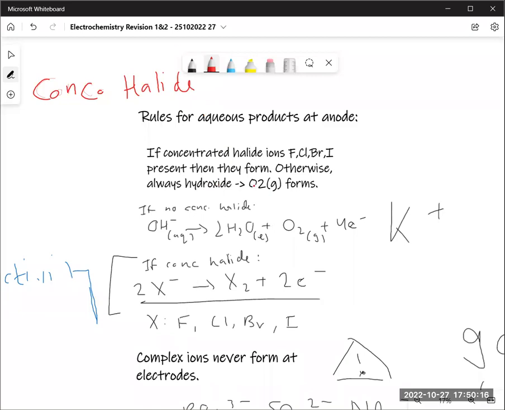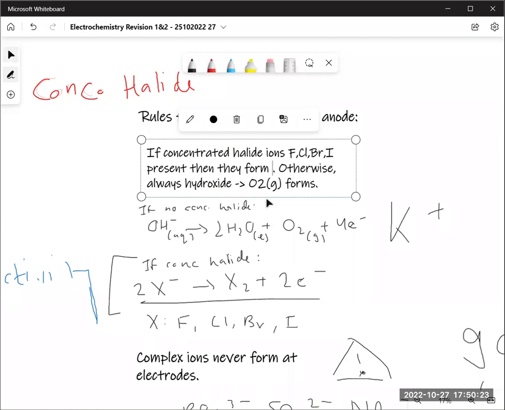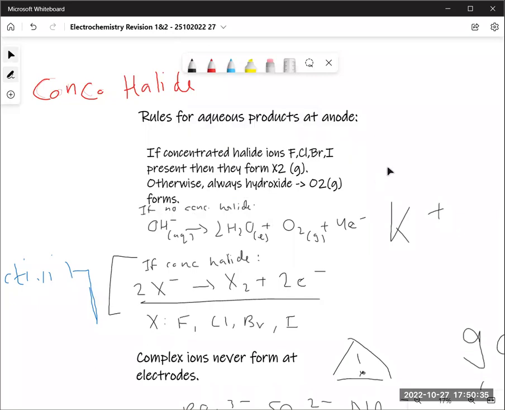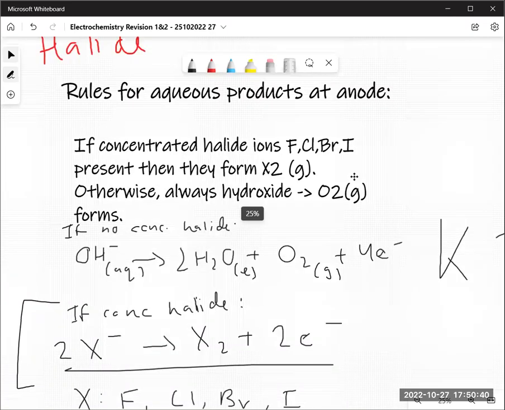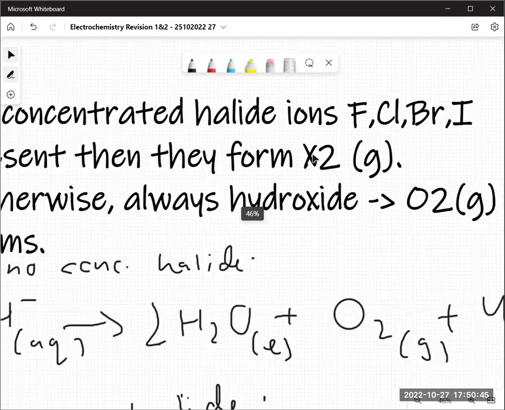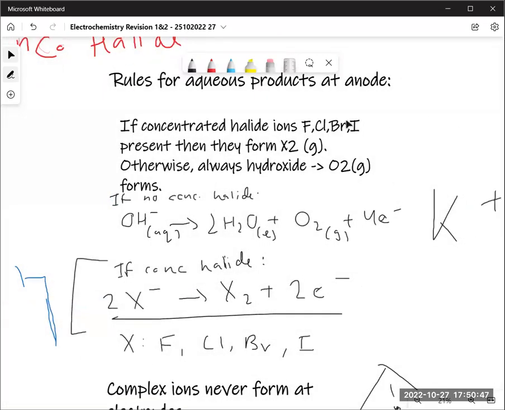If concentrated halide ions are present, then they will form, but they will form what? All right, I'll tell you what they form. Add this in your notebook. They form themselves. They form, let's just say, X2 gas. Add this in your notebook, all of you. I don't know how I forgot that, but it should have been there, right? So they form X2 gas. What is X2? X is basically any of these, F2, Cl2, Br2, I2.